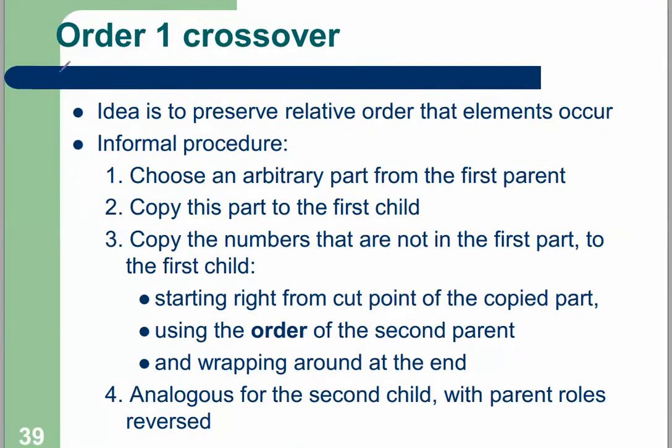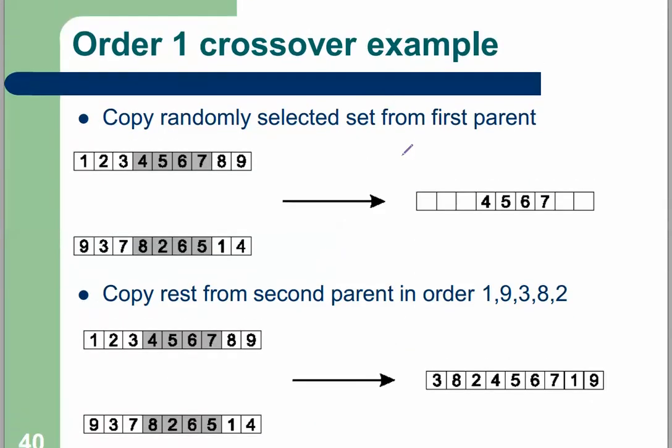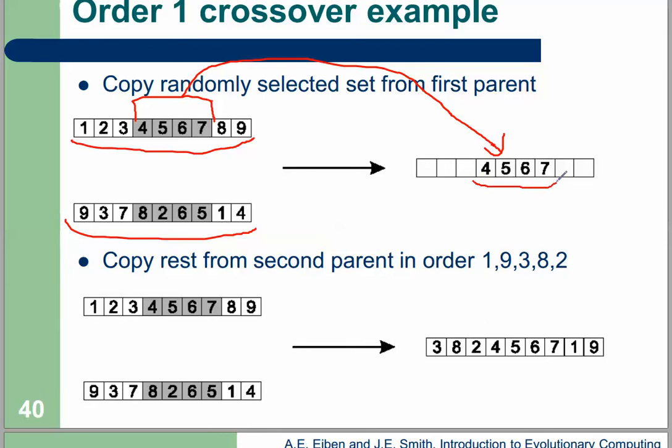We explained about the permutation representation, and we explained about some versions of crossover. The first version is order 1 crossover. In this method, we have two parents. We select a part of these parents randomly and copy the selected part from the first parent into the first child, or first offspring, and we fill the other empty locations by the order 1 crossover method.